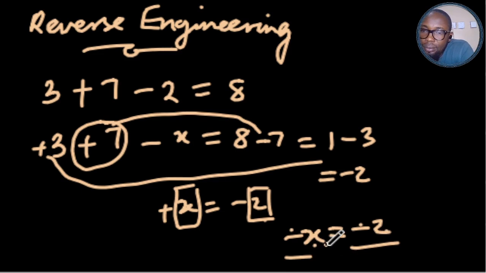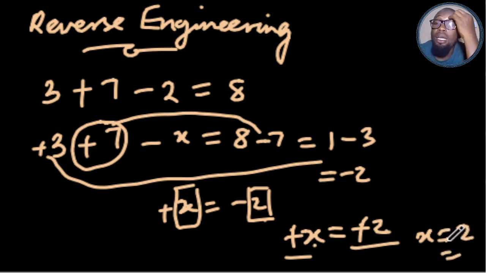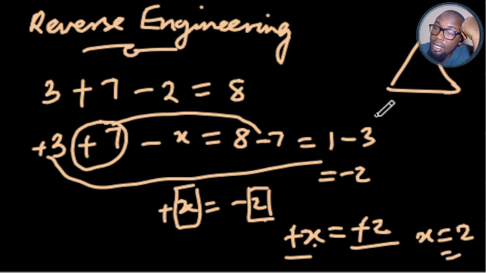But of course, in an algebraic equation, we will do negative takes negative and would leave our answer to be what? X equals 2. This is reverse engineering. It is very helpful when you are doing quantitative. For example, a quant that gives you something like this, and maybe there is a middle number. Maybe you have 3, and you have 2, you have 1.